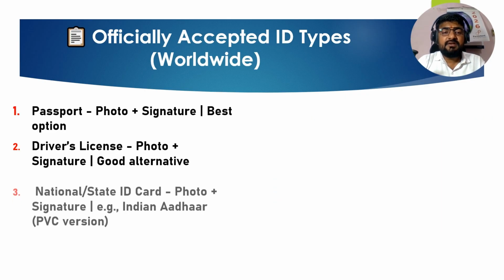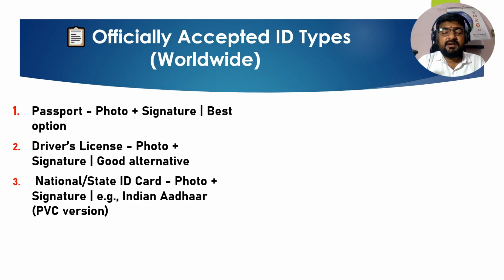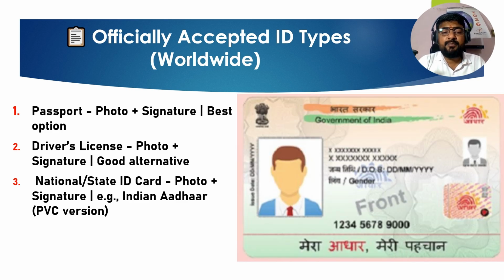Then the third one is the national or state ID card. It will also have photo plus signature. For example, if you are in India, then you can use the Indian Aadhaar card with the PVC version. What is the PVC version? We will check that in a further slide. The Aadhaar card has photo plus signature or verification like the QR code, so it will be acceptable.